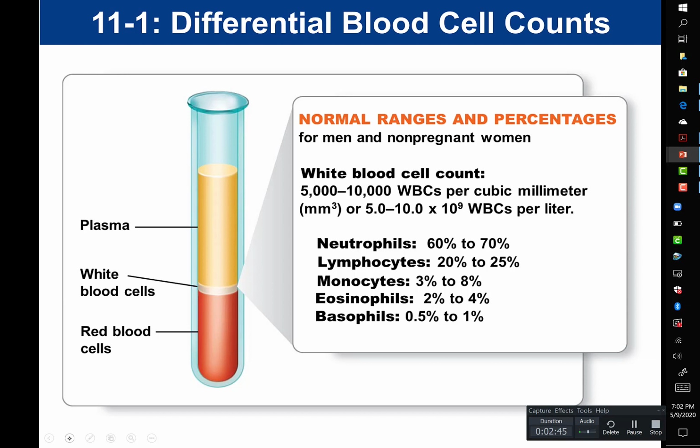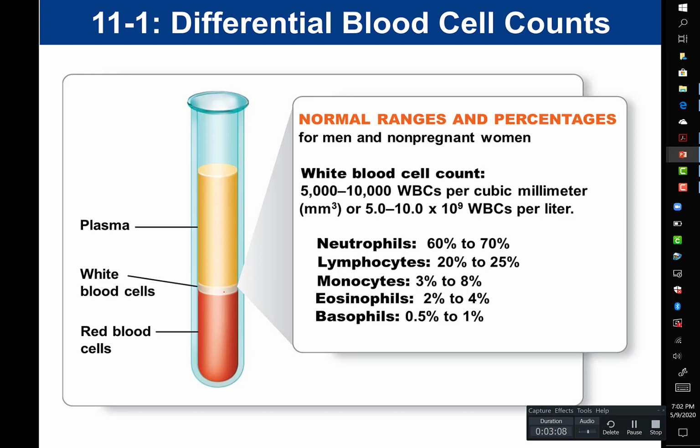And so what we're looking at is that if we were to separate the blood into distinct fractions, we would have our red blood cells. So here on the bottom of the tube are the red blood cells. We would have white blood cells, and we would have the plasma, which is the liquid portion of the blood. That's what's going to contain the clotting factors, for example.